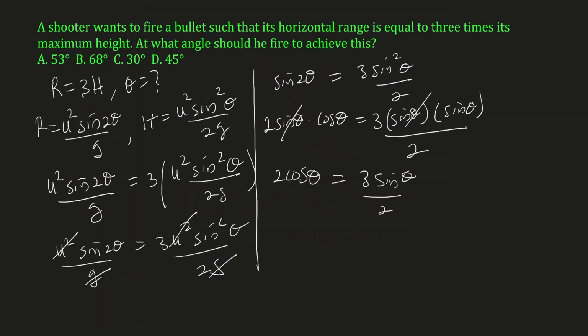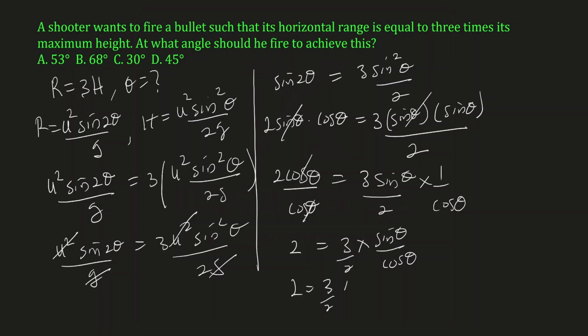What I can do is divide both sides by cos theta. So divide this by cos theta, or multiply by 1 over cos theta, still the same thing. So this cancels this. I'm going to have 2 equals 3 over 2 multiplied by sine theta over cos theta. And you probably know that sine theta over cos theta is equal to tan theta. So we have 2 equals 3 over 2 multiplied by tan theta.